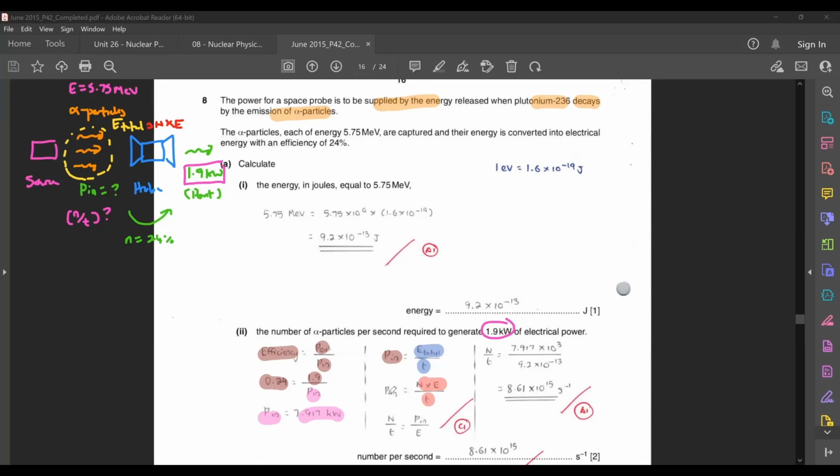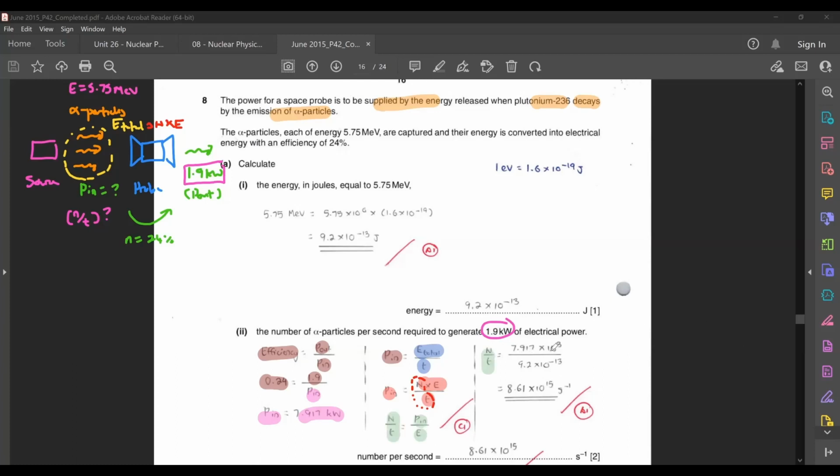Okay, then divide by T because you're talking about power. So here you want to get n over T because this will give you the number of alpha particles per unit time. So you just group n over T out. Eventually you will get n over T as P in over E.